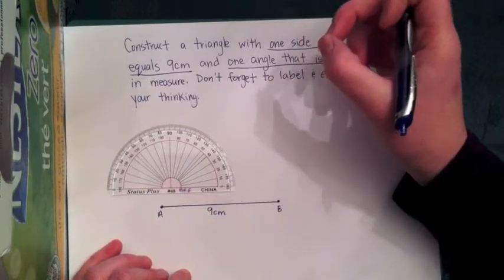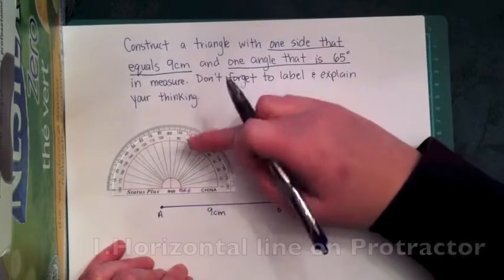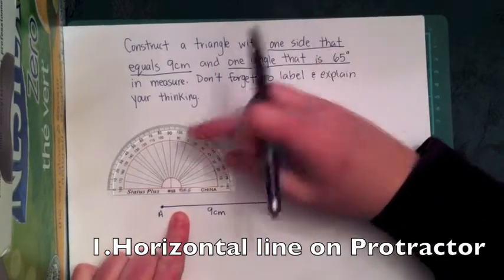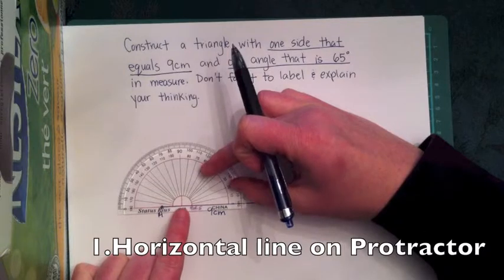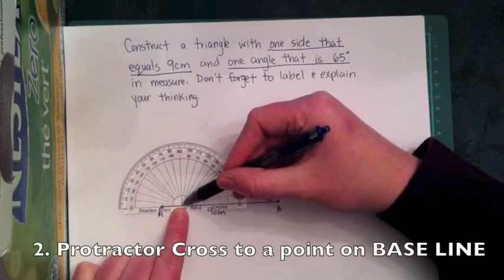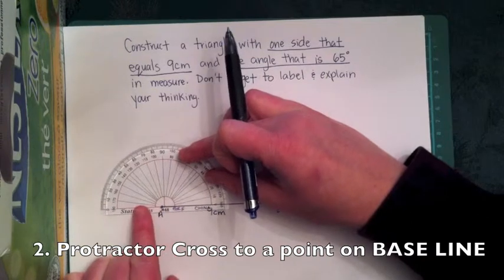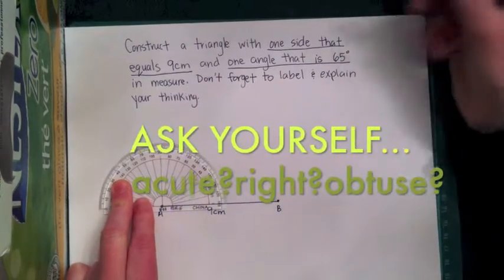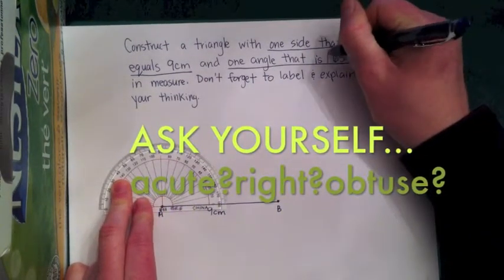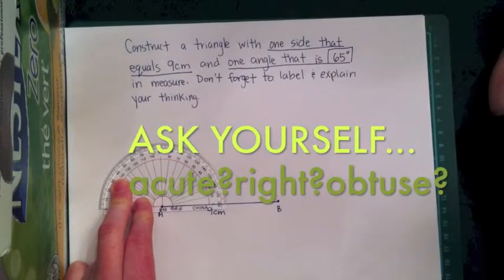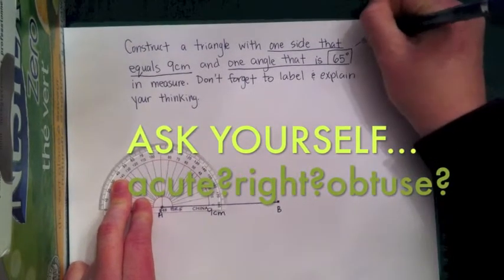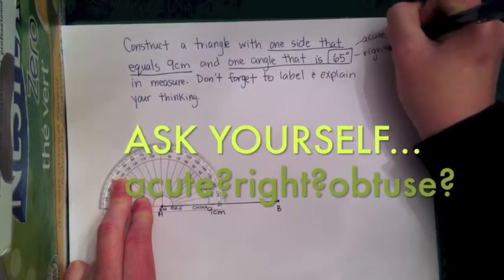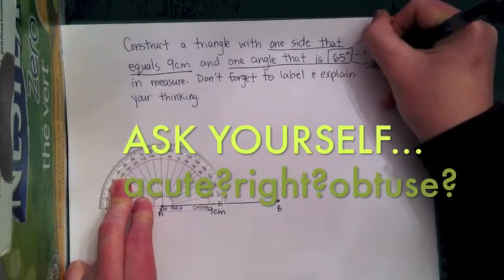So to use the protractor to create an angle, I'm going to take the protractor and line up the baseline, that's the red line along the bottom, with my starting line. Then I'm going to take the cross of my protractor and move it to the point A. Then I need to ask myself, is 65 degrees an acute angle? Is it a right angle? Or is it an obtuse angle?